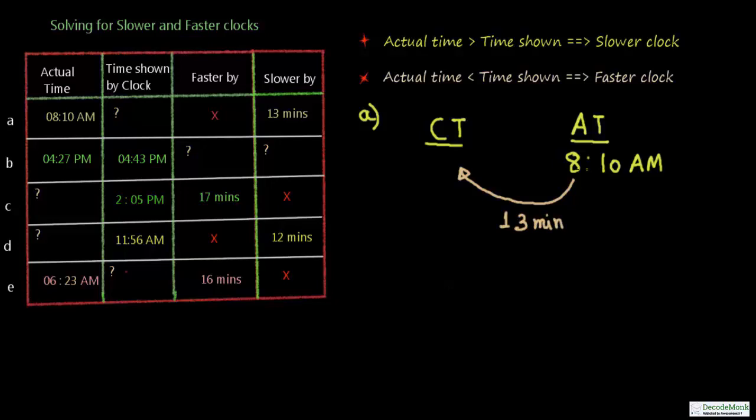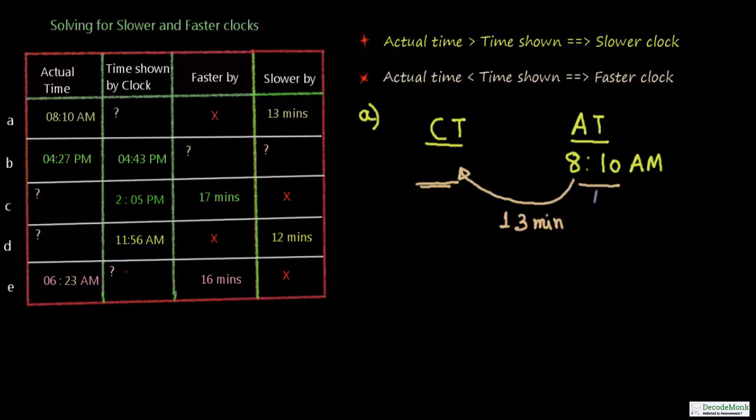So you have to find out what the time will be 13 minutes before 8:10 am. The actual time is 8:10. As the clock is running slower, the time displayed will be 13 minutes lesser than the actual time. We have to go back 13 minutes.